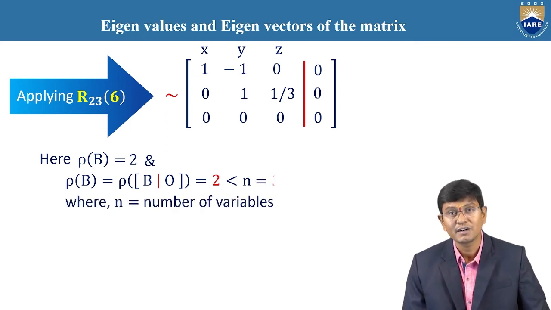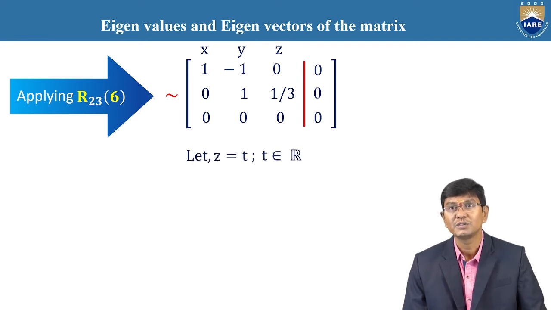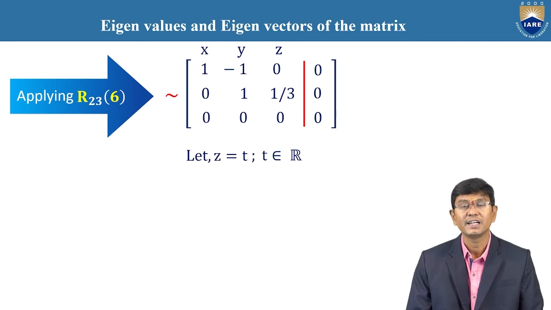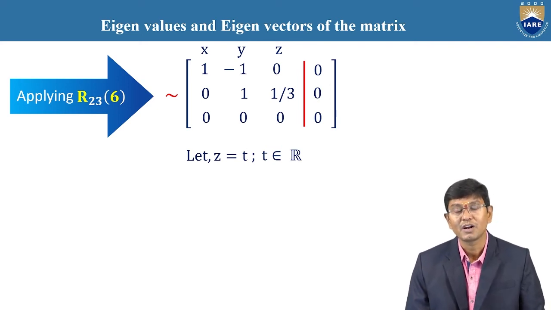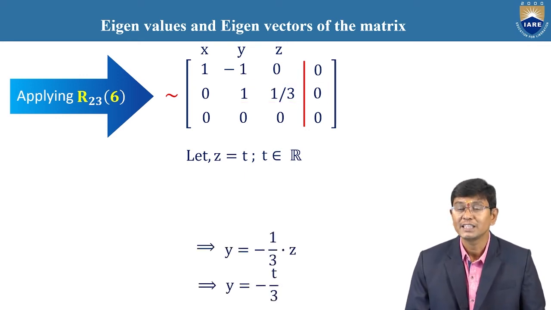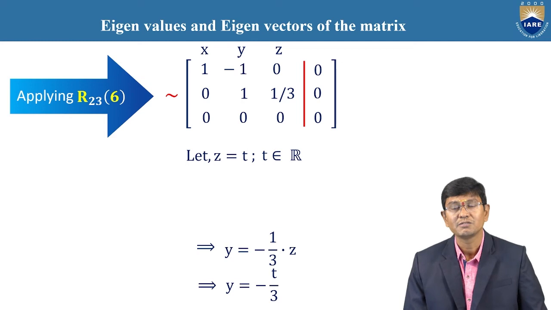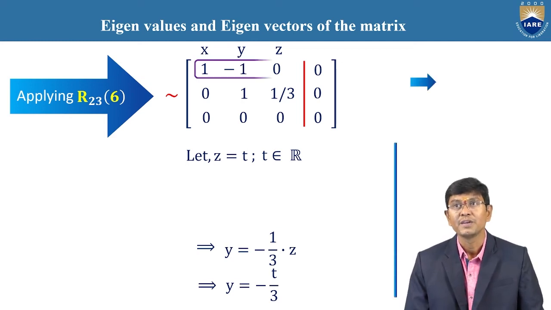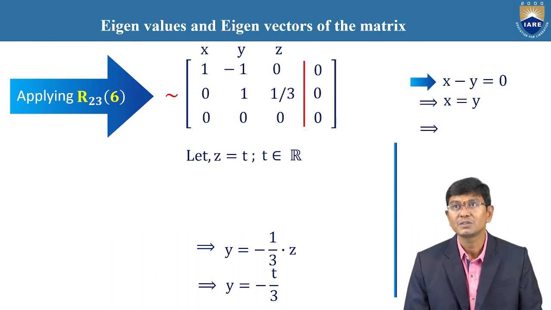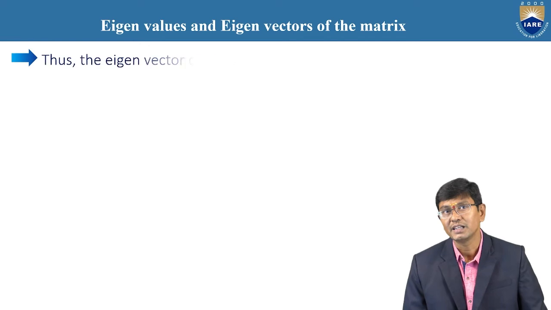And to find the infinite solutions, consider x minus y plus 0 into z is equal to 0 and y plus 1 by 3 into z is equal to 0. By taking z is equal to t, any real number, for all values of t belongs to R. From the second equation, you obtain y is equal to minus 1 by 3 into z. Therefore, taking z is equal to t, y is also minus t by 3. Similarly, x minus y is equal to 0, so from the first equation x is equal to y. As we know y is equal to minus t by 3, x is also minus t by 3.